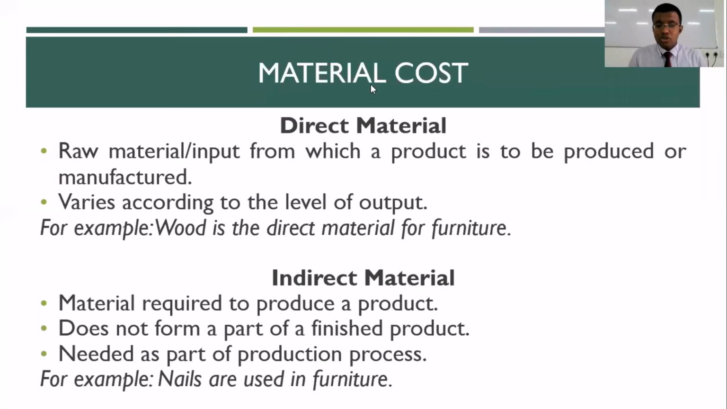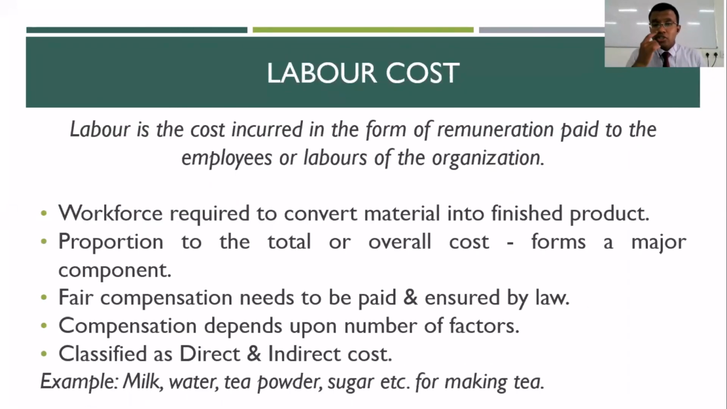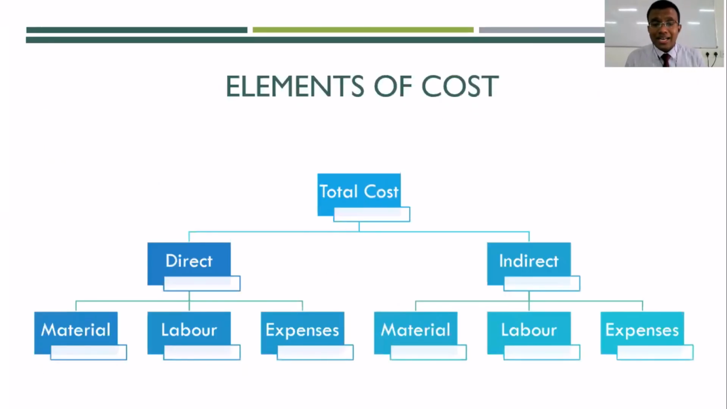Then you have what is called labor cost. Again, labor cost refers to the remuneration that you pay to your employees. Labor is of two types. You have direct labor, you have indirect labor. Then you have expenses. These are expenses that you would incur as a part of providing a service to your production process. Again, expenses are of two types. You have direct expense, you have indirect expense. So elements of cost, in a nutshell, this is how it looks.